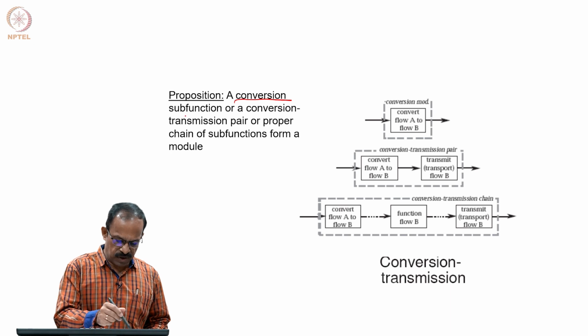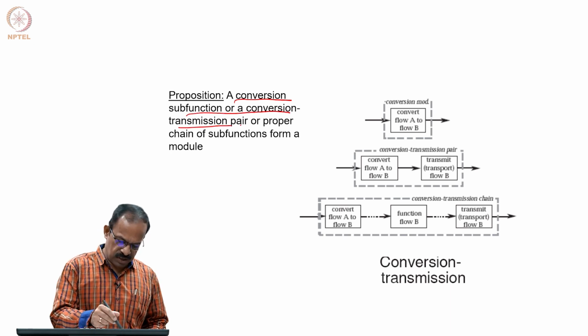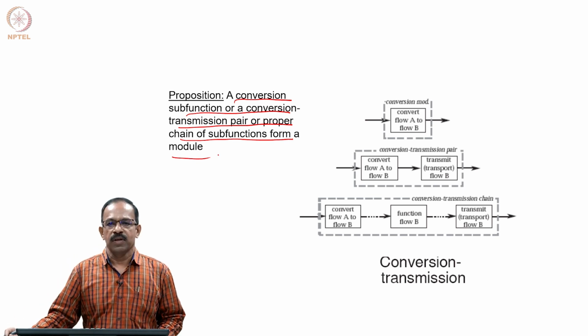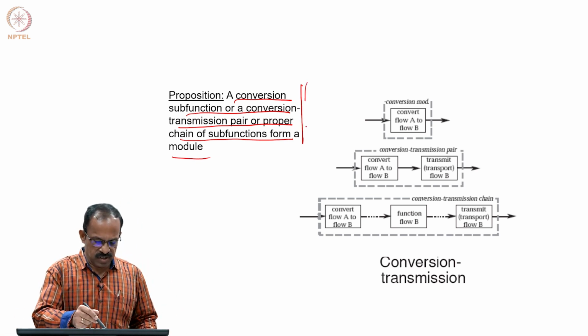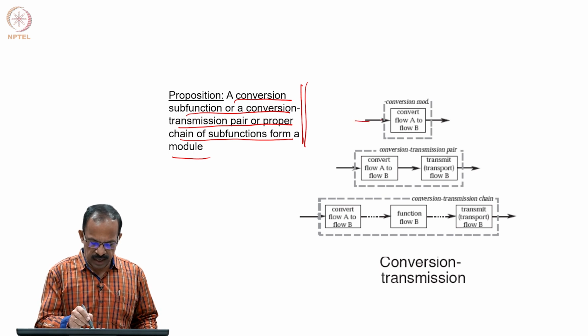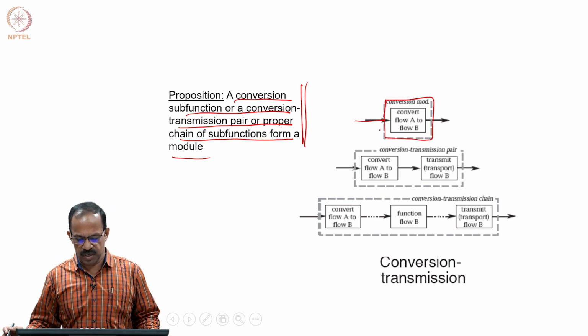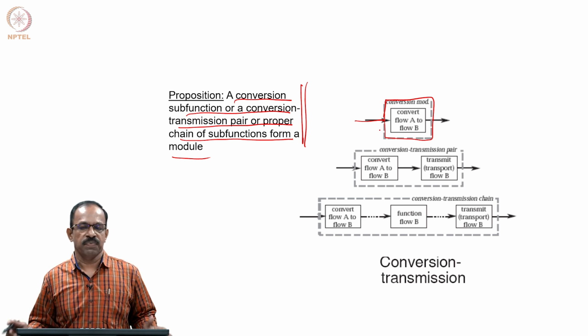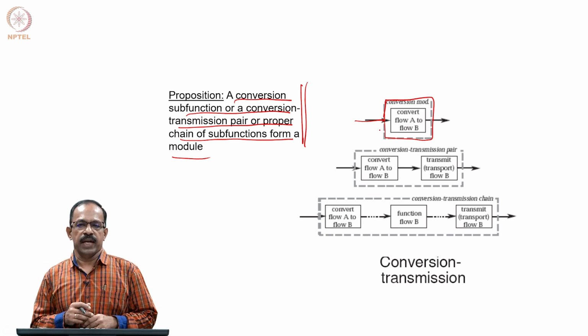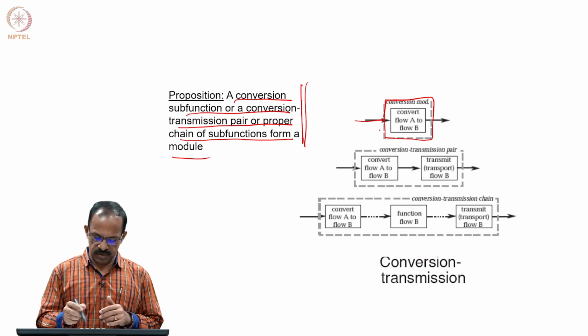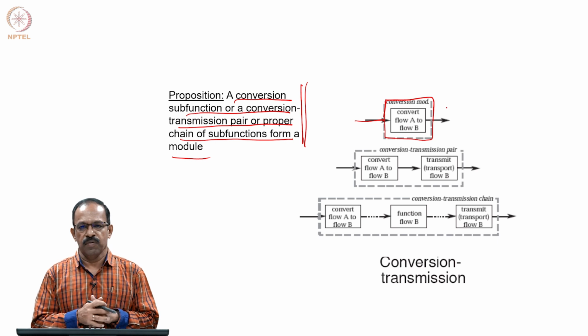A conversion subfunction, a conversion transmission pair, or a proper chain of subfunctions forms a module. That is basically the conversion transmission. You can see that if there is a conversion only, then you can call it a conversion module, converting flow A to B, that is, converting electricity to mechanical energy, or electricity to torque, whatever it may be. So that becomes the conversion module.